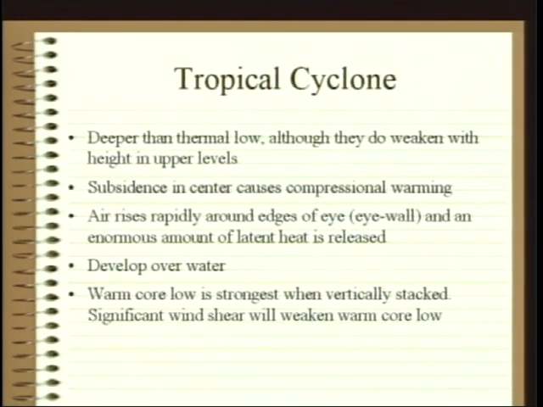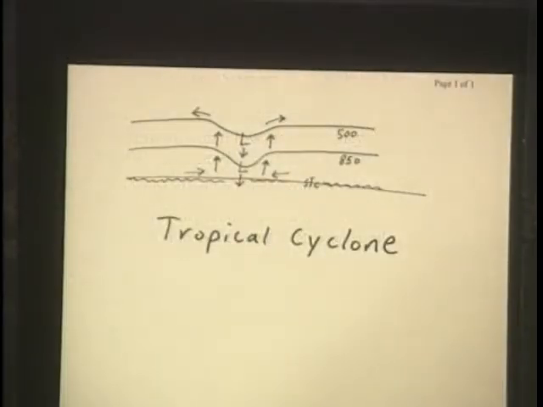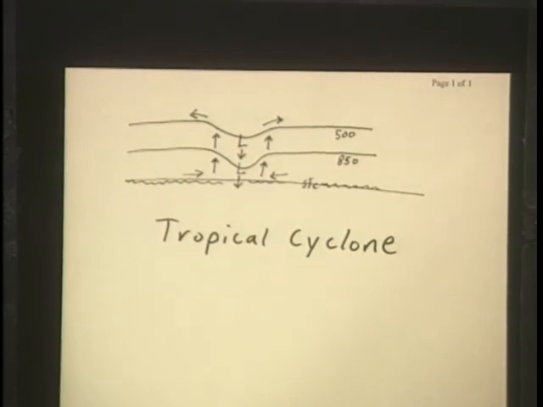Unlike the thermal low, which develops over land, the tropical cyclone develops over the water. The warm core low is strongest when vertically stacked, so significant wind shear will weaken a warm core low. So if you have a tropical system or a hurricane, it helps to have weaker winds aloft for it to develop. And on the overhead, we'll take a look at a tropical cyclone.